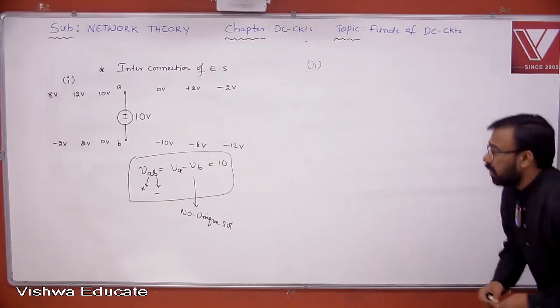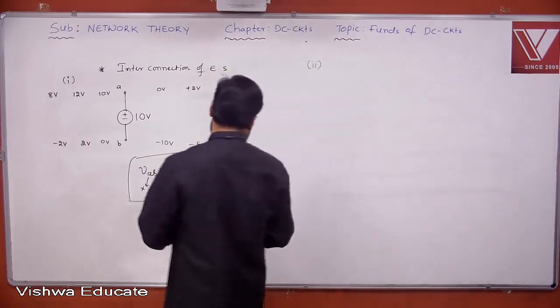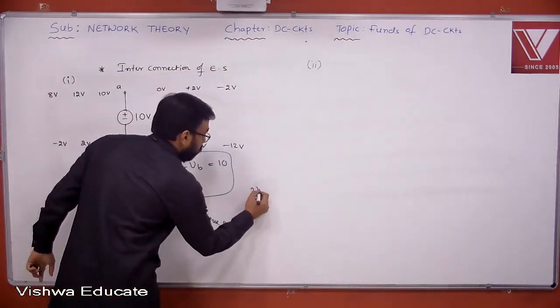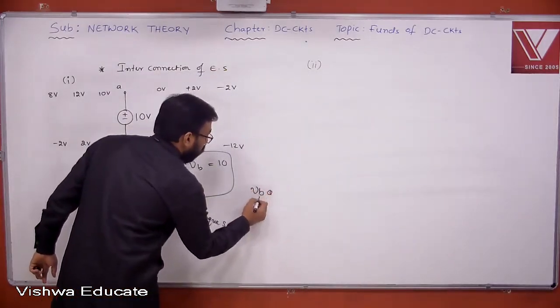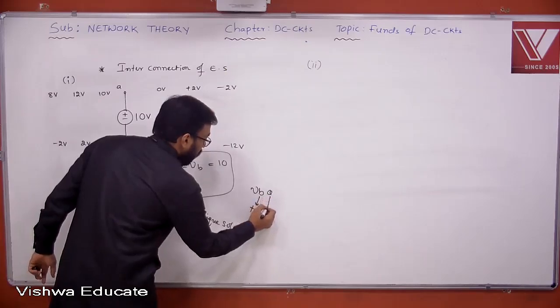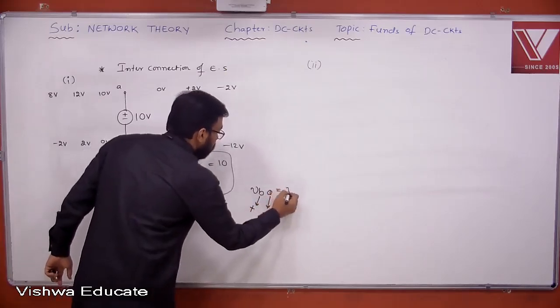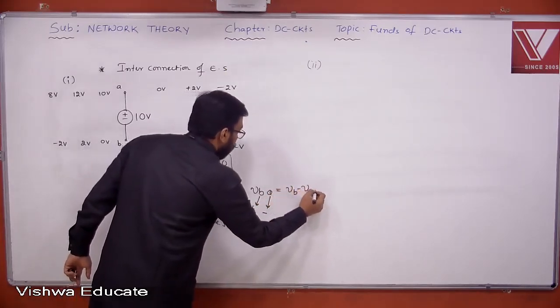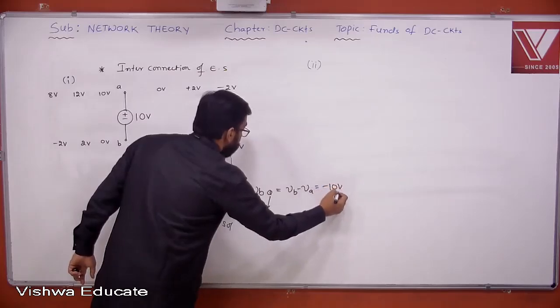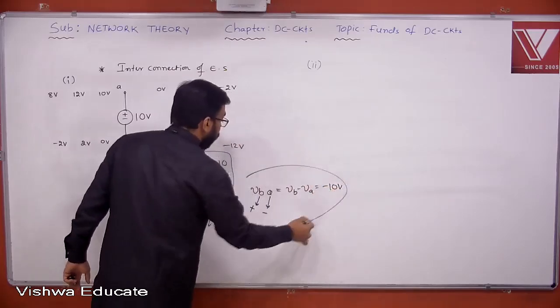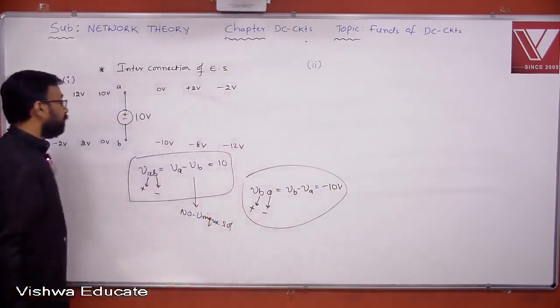You can also write VBA. What is VBA? That means you are connecting the voltmeter positive to B and negative to A. Then how much does it read? VB minus VA. What is its value? How much voltage does the voltmeter read? Definitely minus.